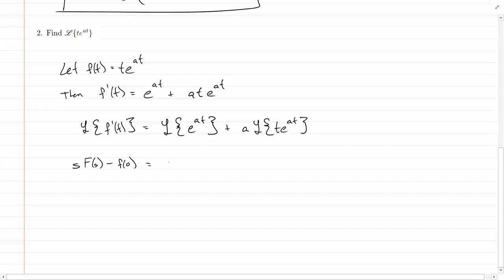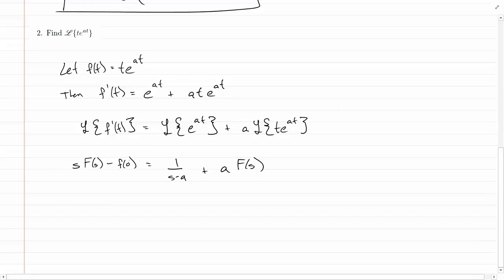And that's going to be equal to, now, the Laplace transform of e to the at. That's a well-known formula. That's just 1 over s minus a. And then we have a, and then the Laplace transform of, now notice, what is this? This is the Laplace transform of the original f of t, which is capital F of s. So what we're trying to find is capital F of s. We've got it here and we've got it here. All we got to do is get those terms together algebraically and isolate it.